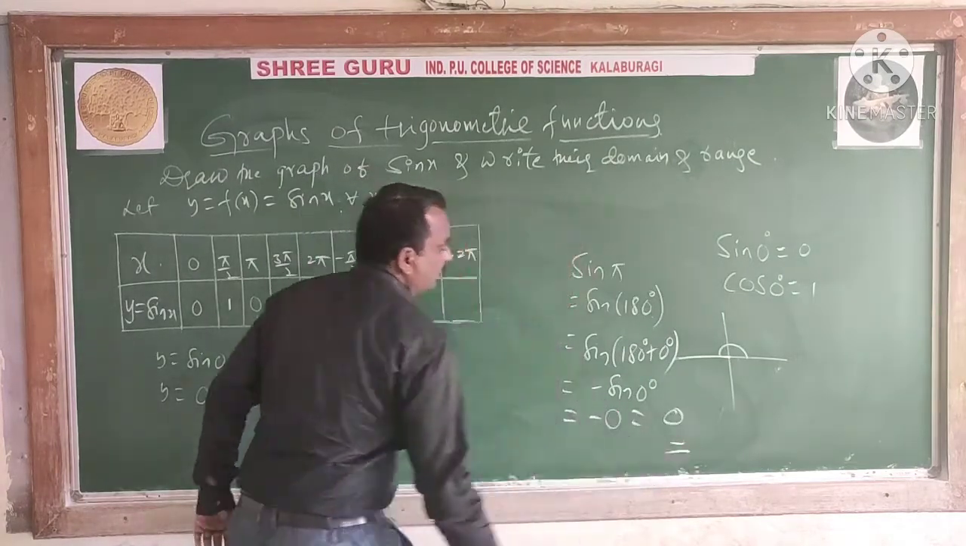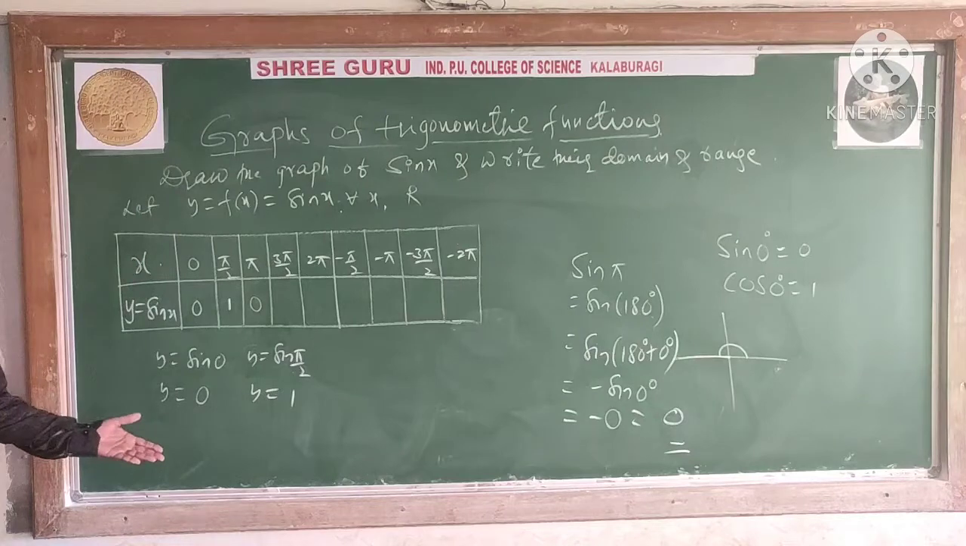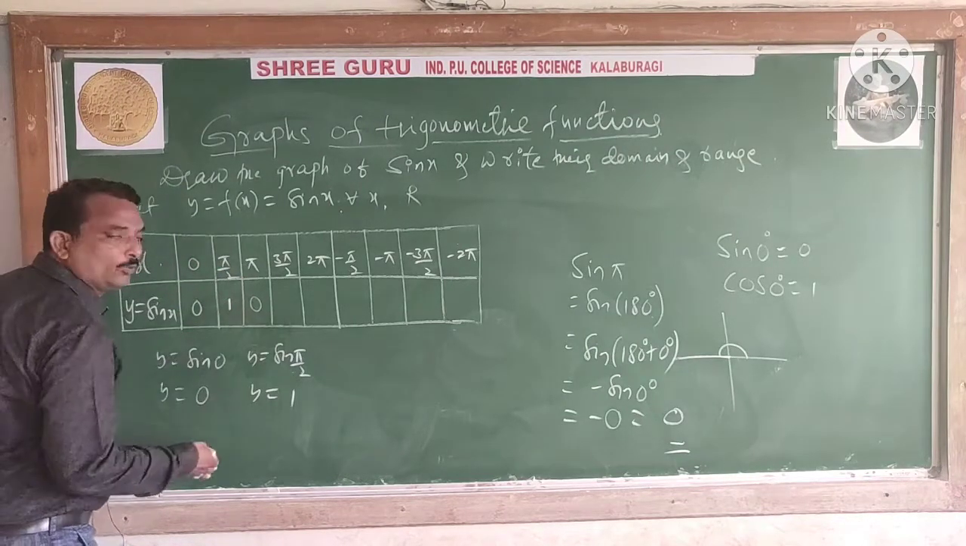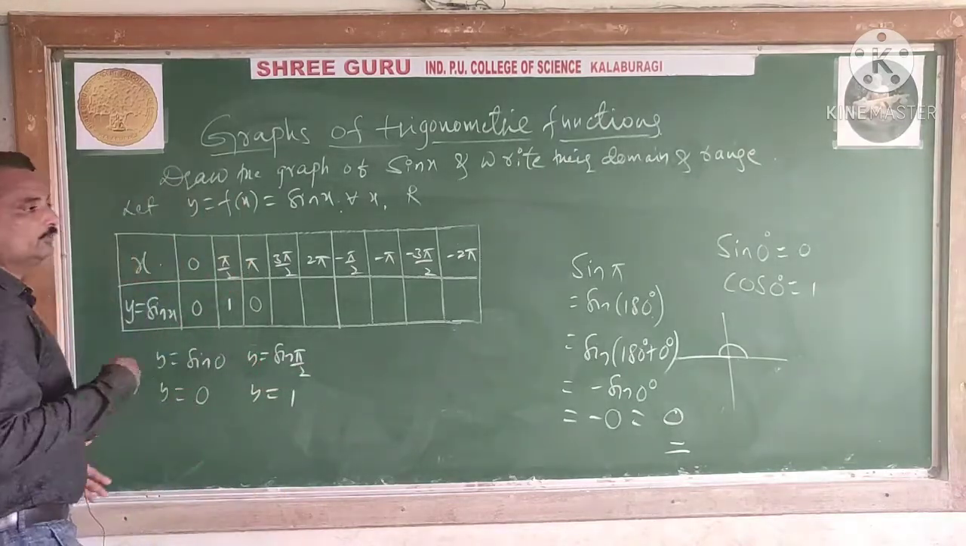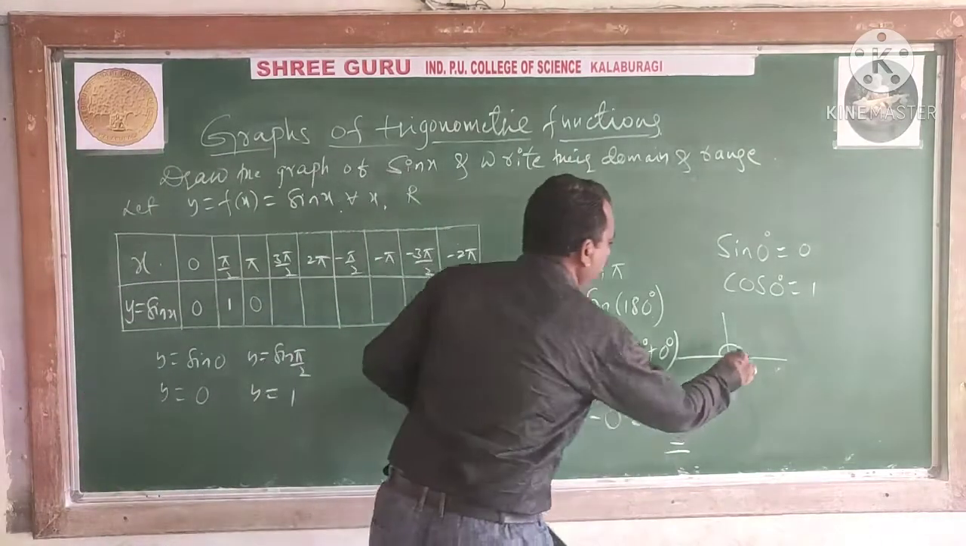Minus of 0, or you say 0 only. So you may calculate like that also. Sin pi is 0. Then sin 3 pi by 2. Come to the sin of 3 pi by 2. See where sin 3 pi by 2 comes.